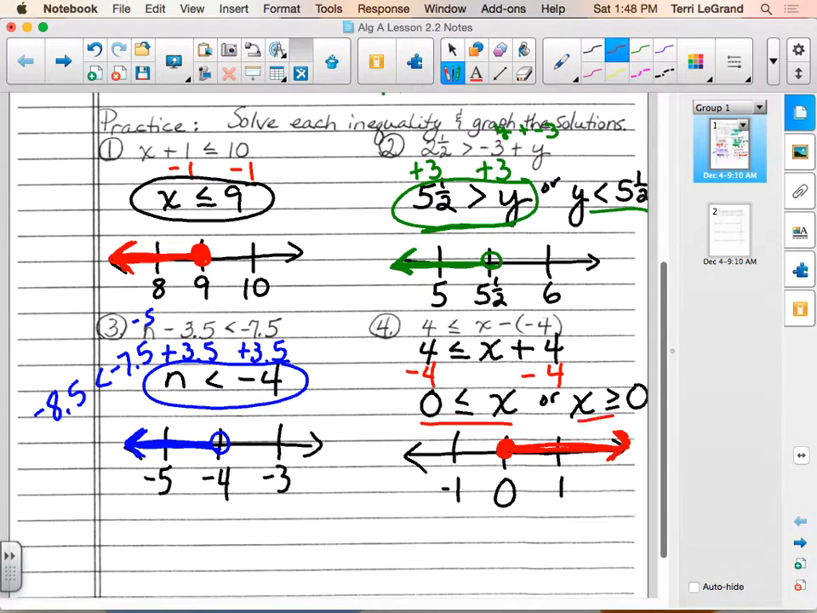If we look at it in this one, that one says it this way. X has to be greater than or equal to 0. So all of the numbers that x can be have to be greater than 0, or it can be 0. So we use the same steps, same process as if it was an equation whenever we have to undo addition or subtraction. The only difference is we're not done with these until we also show the graph representation.